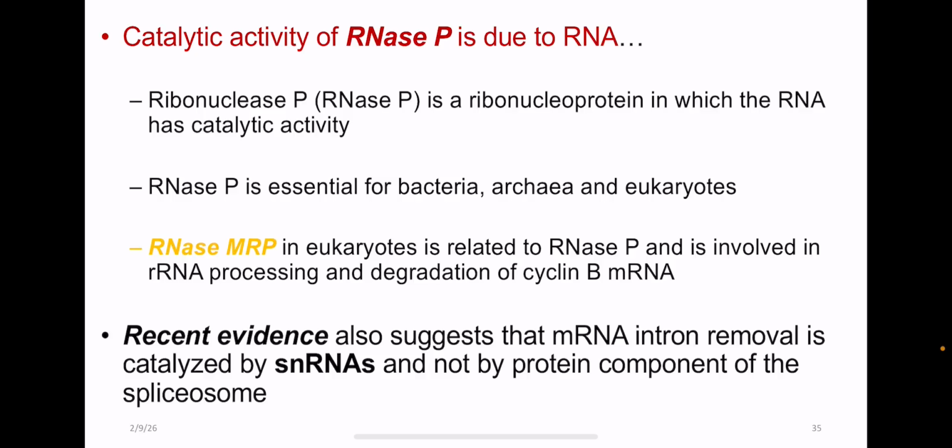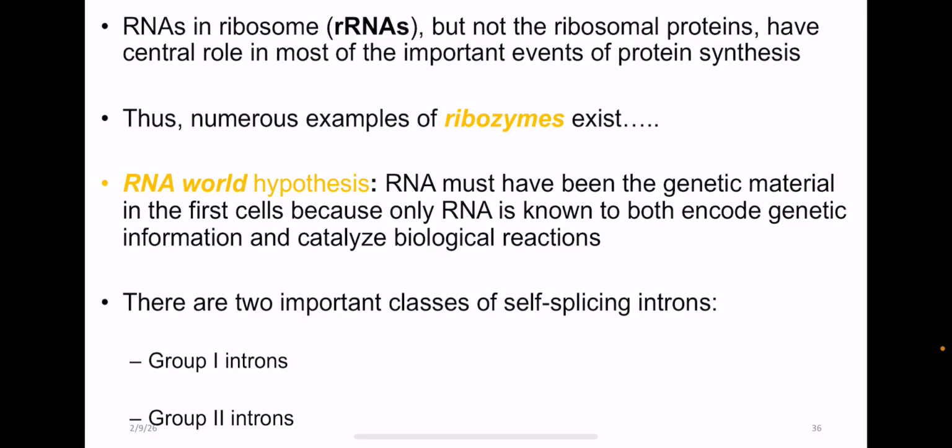Another person also found that in the spliceosome, the catalytic activity is actually done by snRNAs and not the protein components. And this led to different propositions like RNAs must have been the genetic material in the first cells.